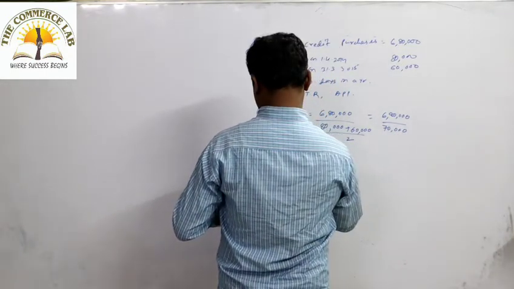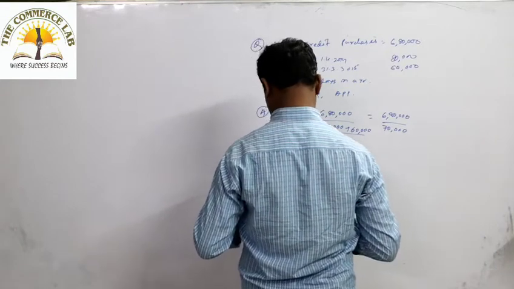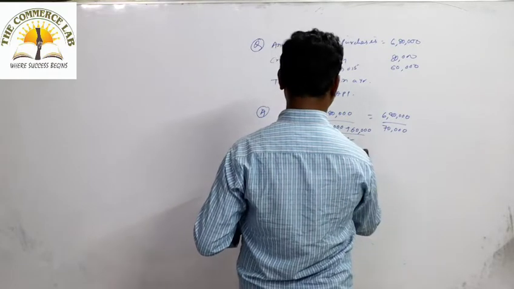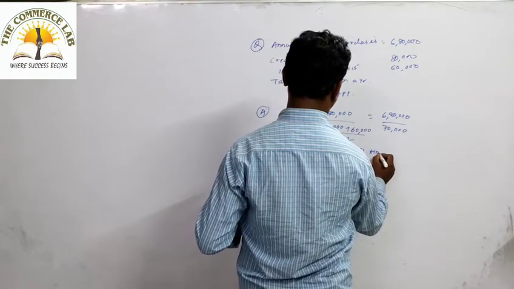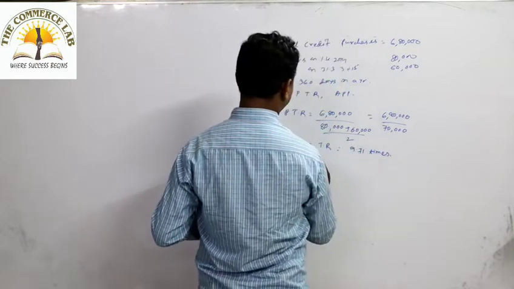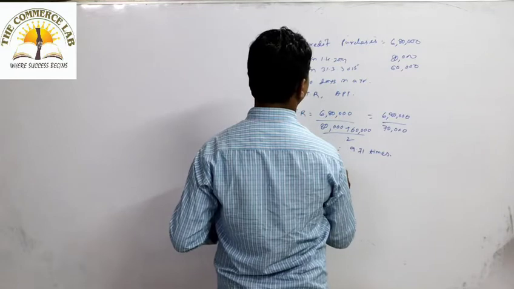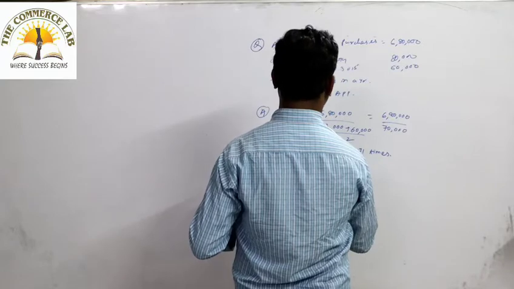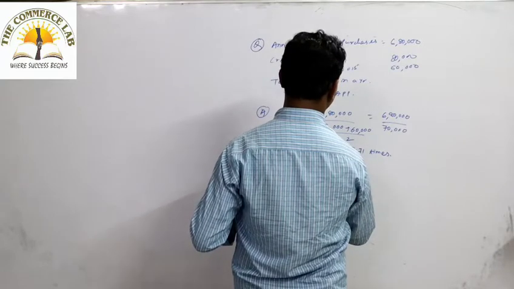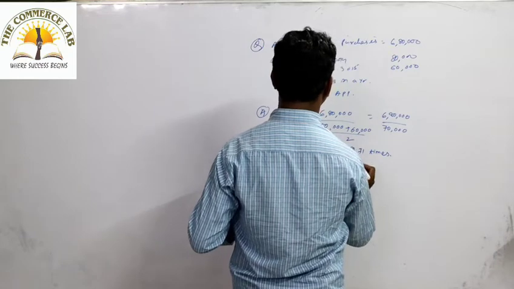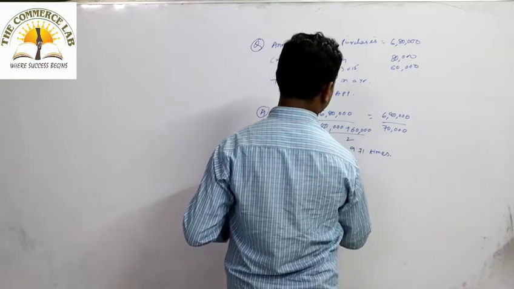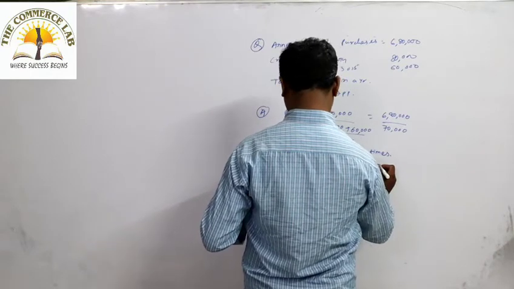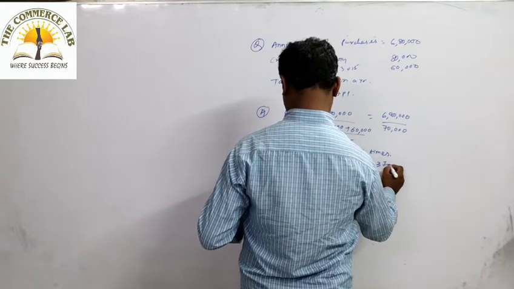So payable turnover ratio is 9.71 times. After that, average payment period. How to calculate average payment period? The number of days in a year is given, that is 360, divided by 9.71. So how much are you getting? You are getting around 37 days.